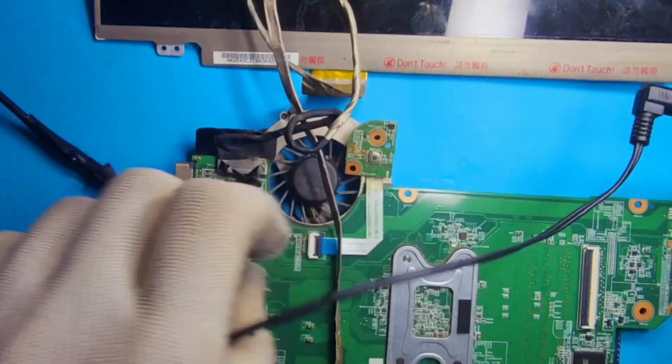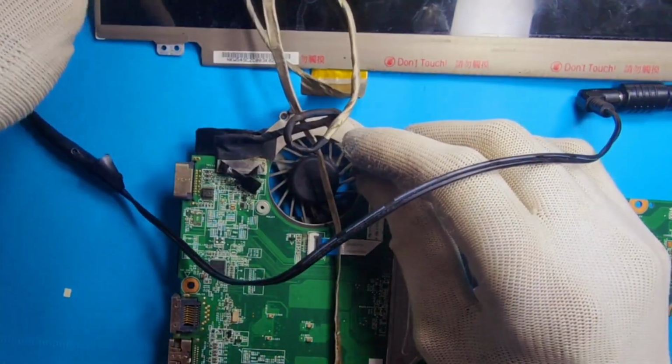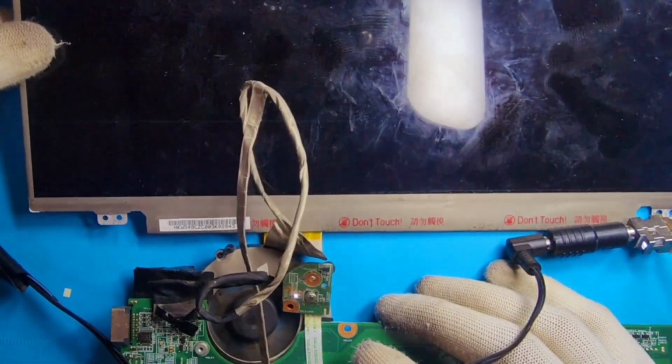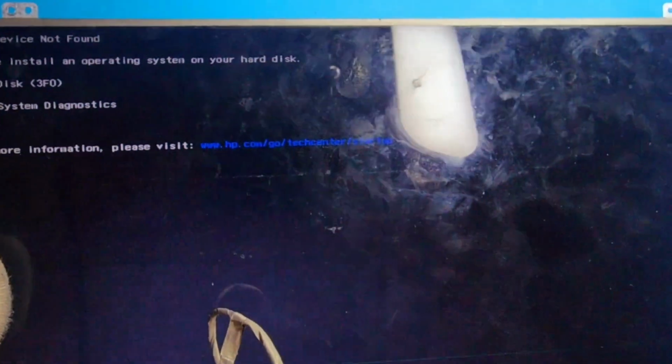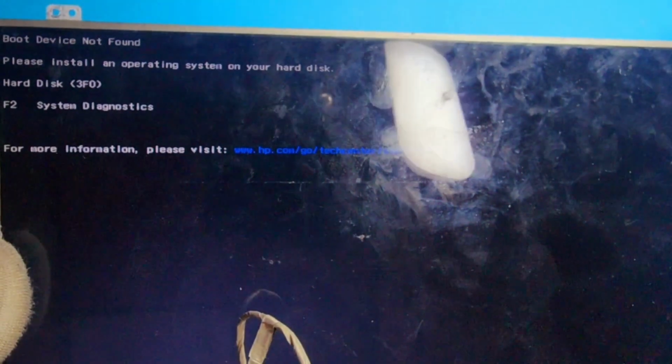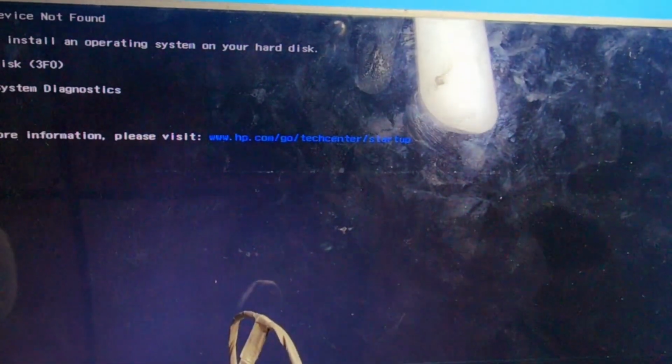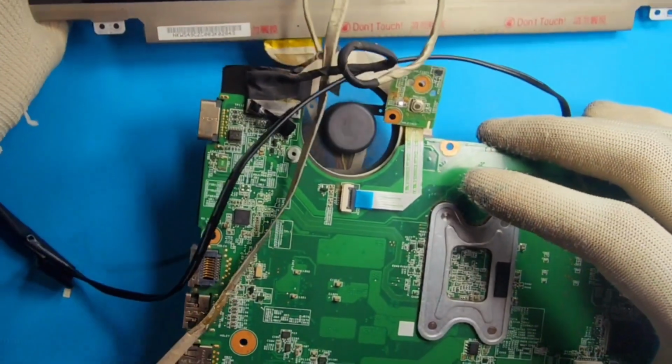Right, let's go for a test. Yes, we got the display and the backlight is now visible. You can see it's working now. Okay, so we solved the problem.